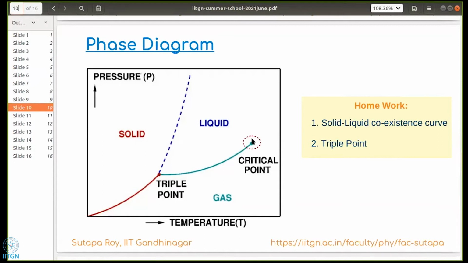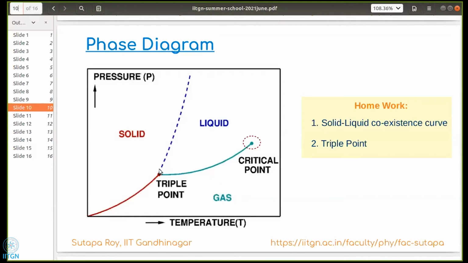Now, two more questions, two more homeworks for you. Please try to find out what the properties of this triple point are. The triple point is the point where these three coexistence curves, namely the sublimation curve, the solid-gas one, the melting curve, the solid-liquid, and the liquid-vapor curve, all meet at one particular point. That's what is known as the triple point. So please try to find out what the properties of this triple point are.